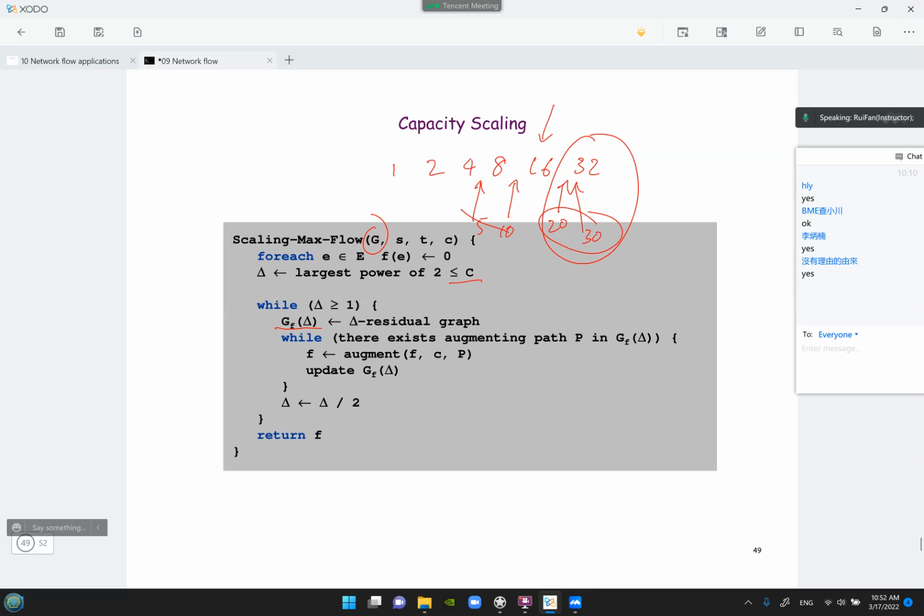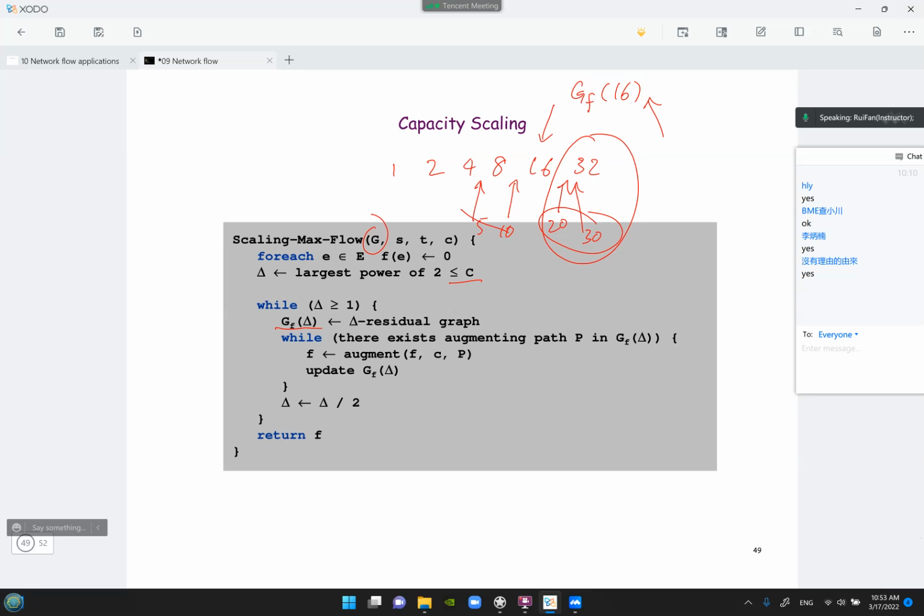For example, your maximum capacity is like 30 over here, so we're going to form this G_F^16. This is only going to keep all of the edges which have capacity at least 16, and it's going to remove all of the other edges. And then you're going to find a max flow in this G_F^16. You're going to use Ford-Fulkerson, let's say, to find a max flow in G_F^16.